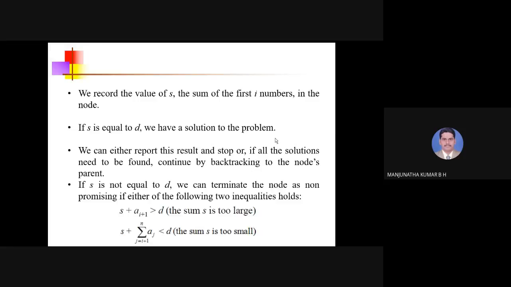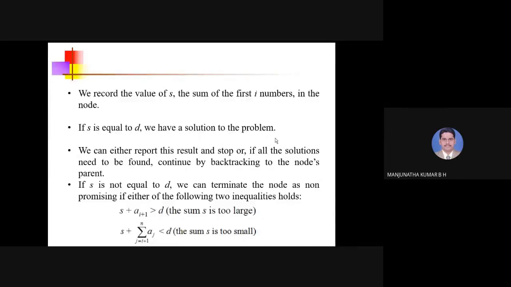If s is equal to d, then it is marked as a solution. We can either report this result and stop, or we can search for another solution. If s is not equal to d, we can terminate the node as non-promising if either of these two conditions holds. What are the two conditions here? s is my current sum, plus the next number added to that sum, and if the total is greater than d, there is no use in continuing that path.